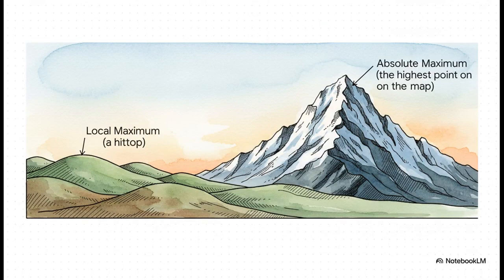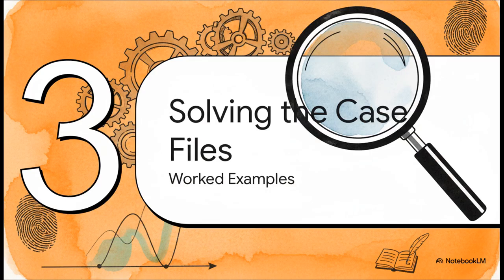Think of it like this. A local maximum, that's the tallest building in its neighborhood. An absolute maximum, that's Mount Everest. It's the highest point on the entire map, period. So a graph can have a bunch of local hills and valleys, but it can only have one absolute highest peak.